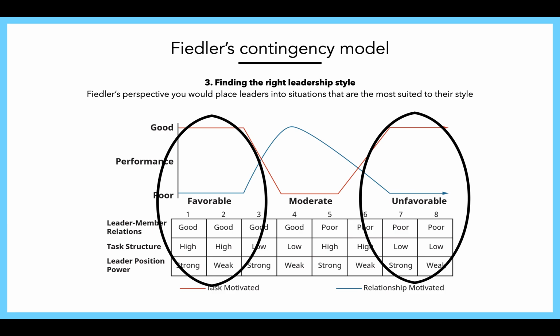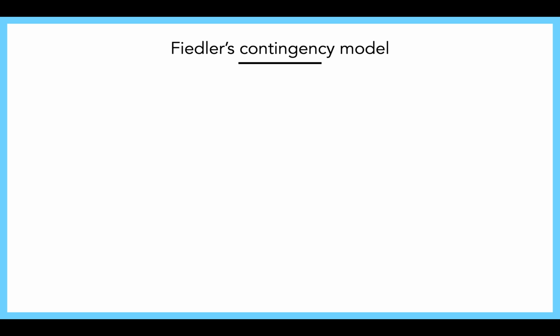More like the democratic, that relationship motivated. You care about the interpersonal relationships. You'd be better suited to situations that were moderately favourable. Okay, so let's have a look at some scenarios.